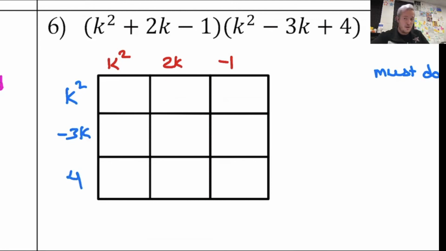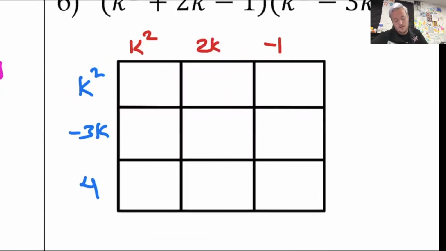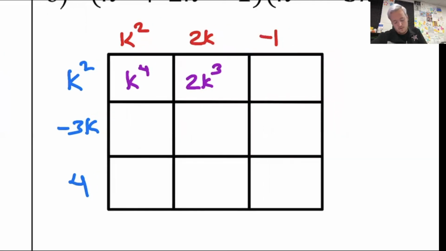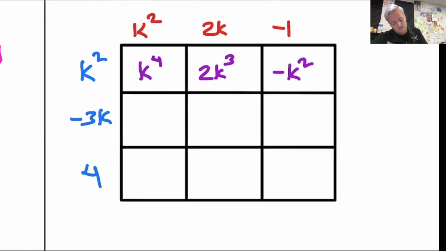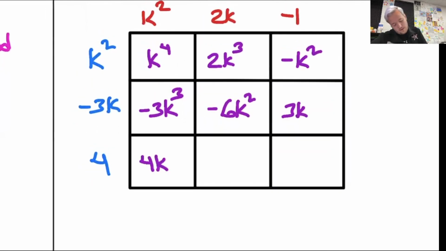All right, so I actually suggest you stop here and pause and try to fill this out on your own. See what you can do on your own. Or if you want to just keep watching, go for it. All right, so k to the 4th, 2k cubed, negative k squared, negative 3k cubed, negative 6k squared, 3k, 4k squared, 8k, and negative 4.